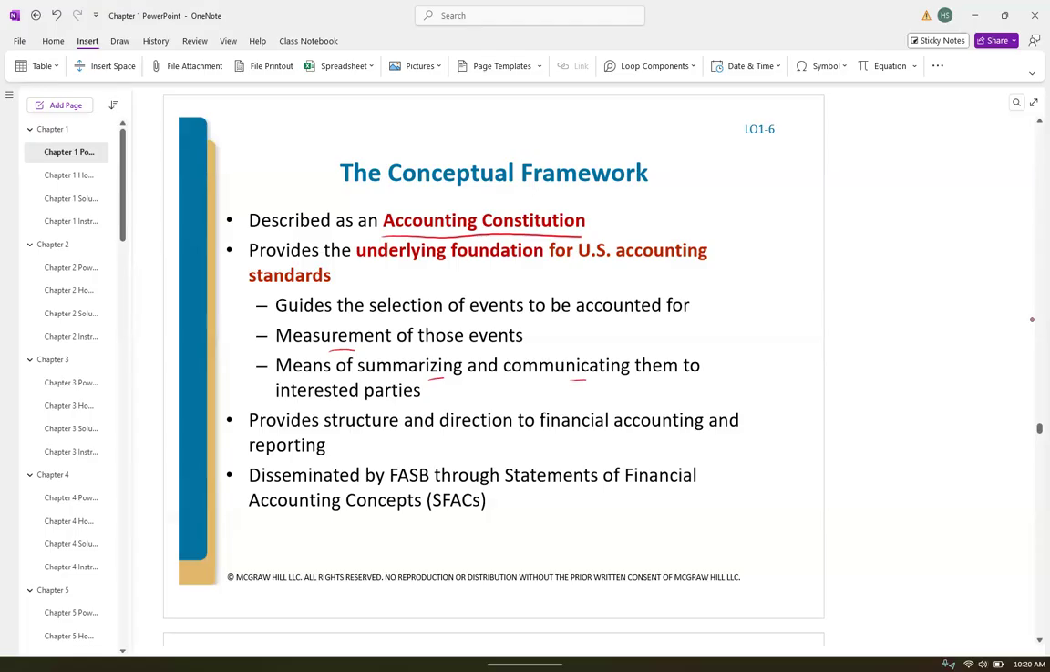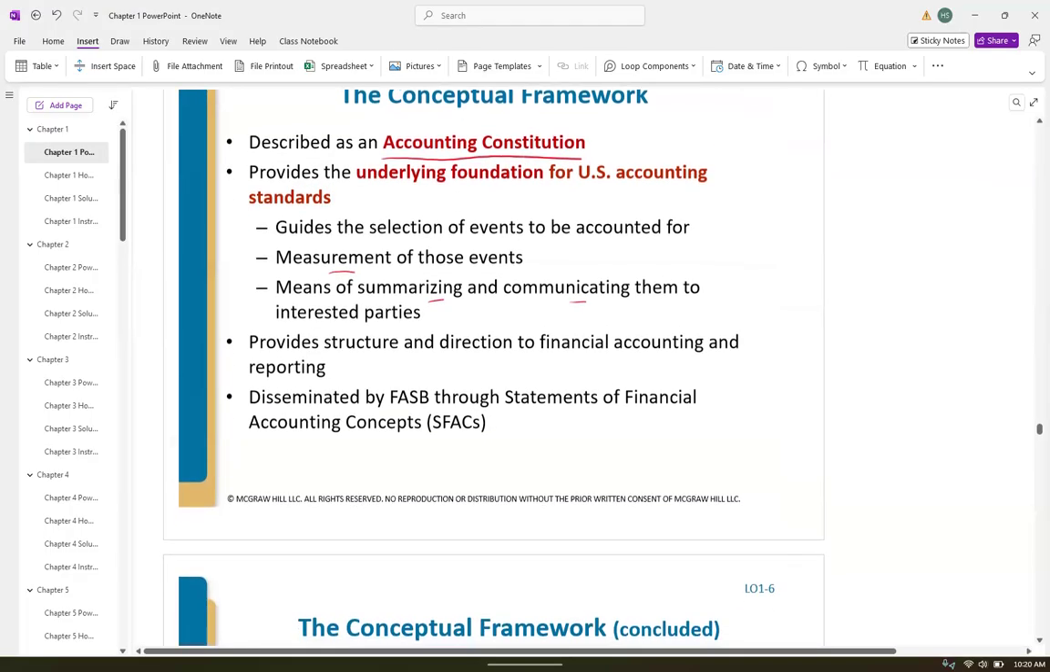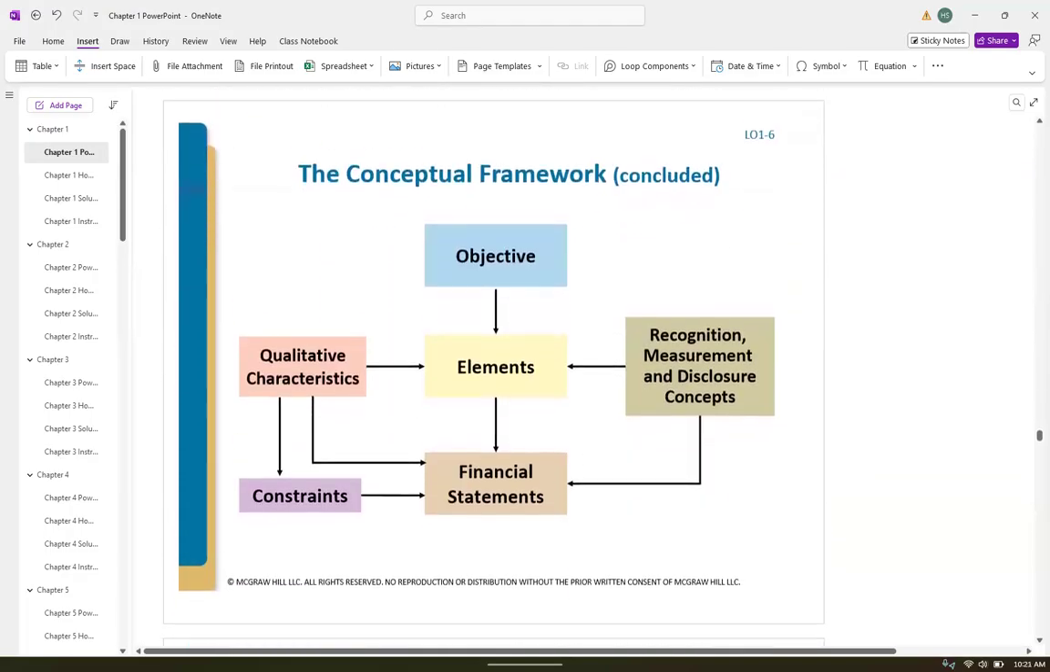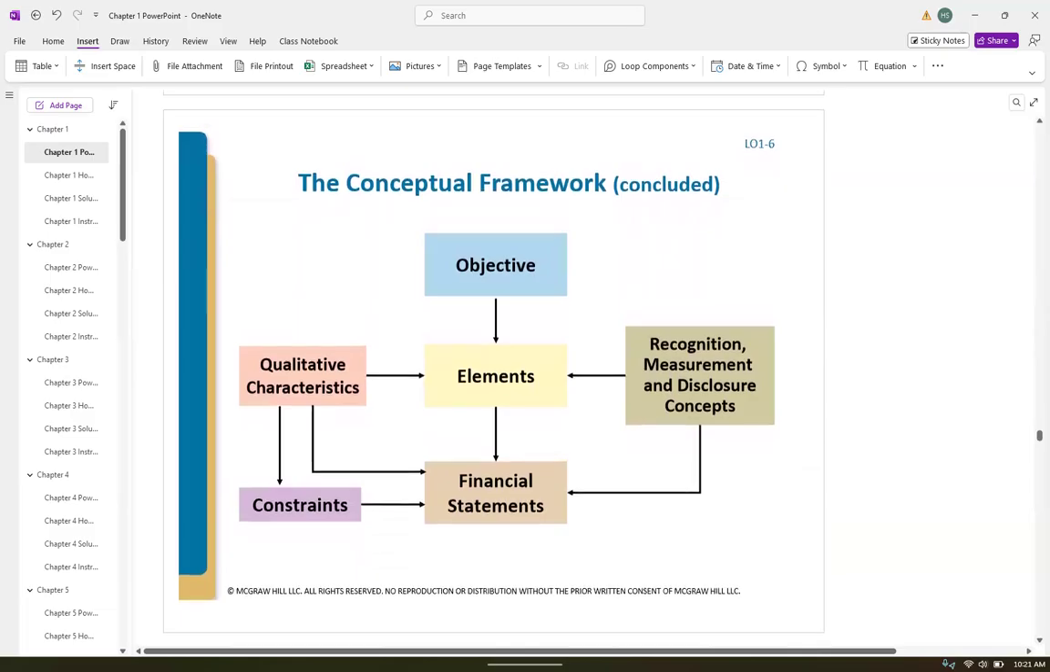It is disseminated by the FASB through Statements of Financial Accounting Concepts. Okay, so that's more of an explanation. This is not the entire framework. I believe they'll have a slide coming up that'll have the entire conceptual framework on one slide. Okay. We have lots of things going on here. We talk about the objective. We have the elements. We're going to break down a lot of these different things in the coming slides.